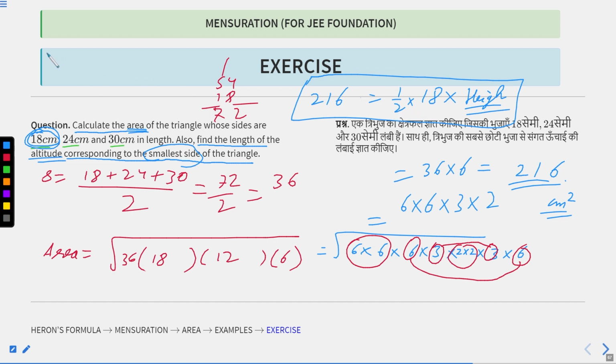So let me do it. Just cross multiplication: 216 times 2 divided by 18 is equal to our height. 216 divided by 9 is 24. So my height is 24 centimeters. I hope this is all clear to you.